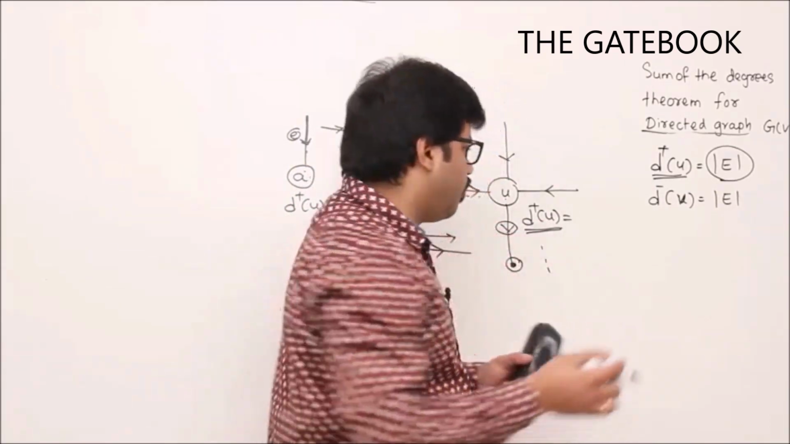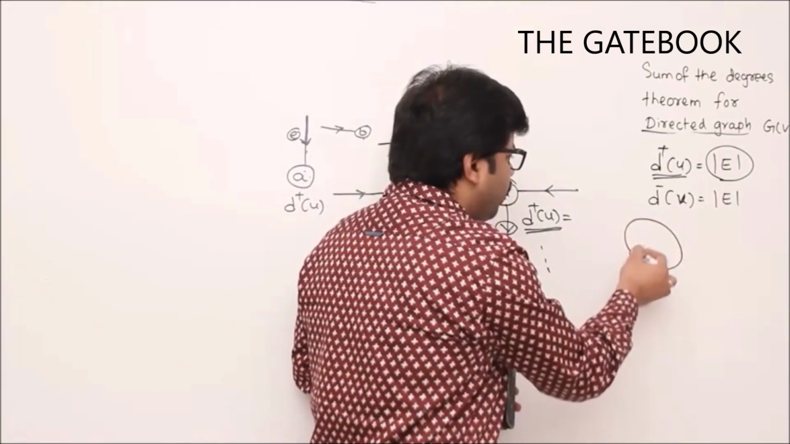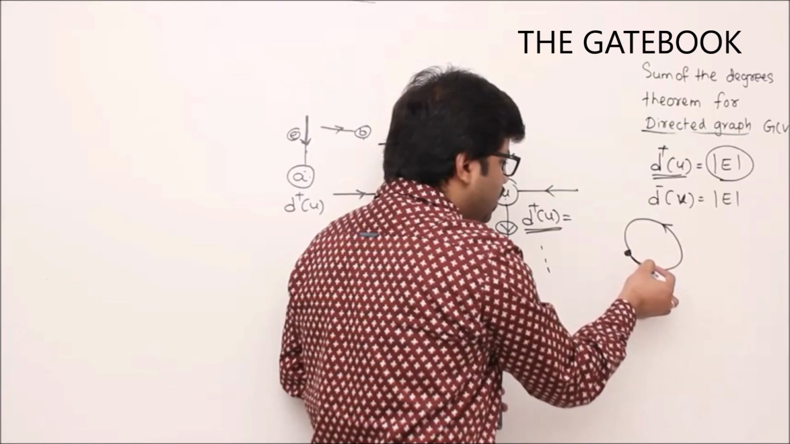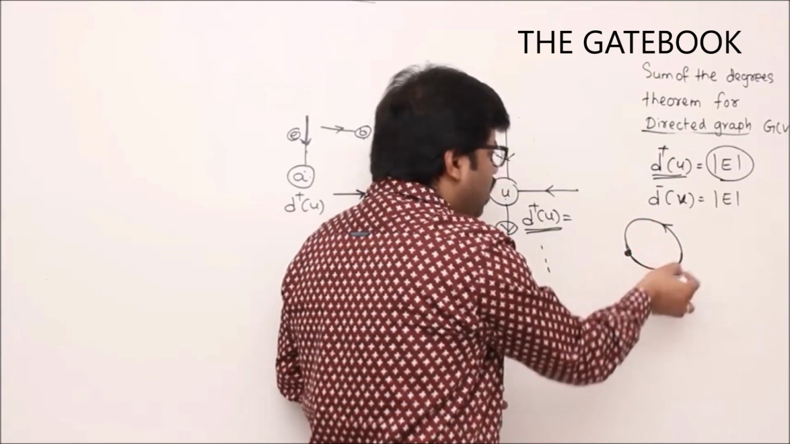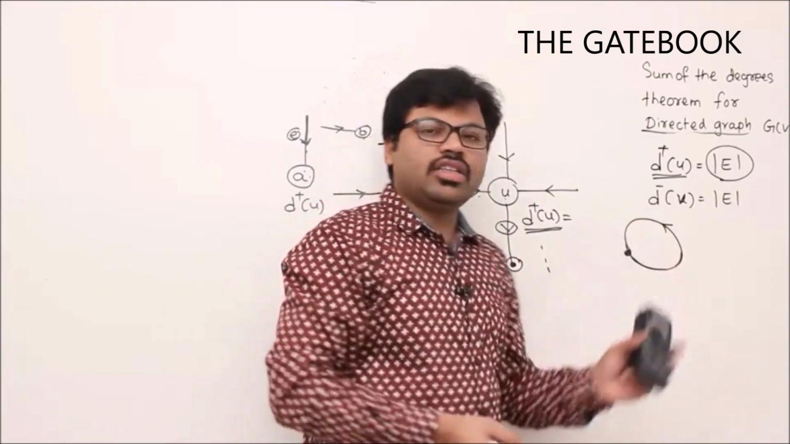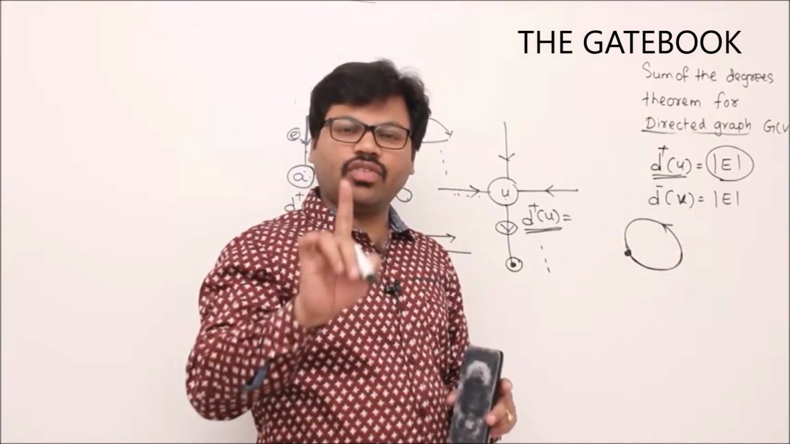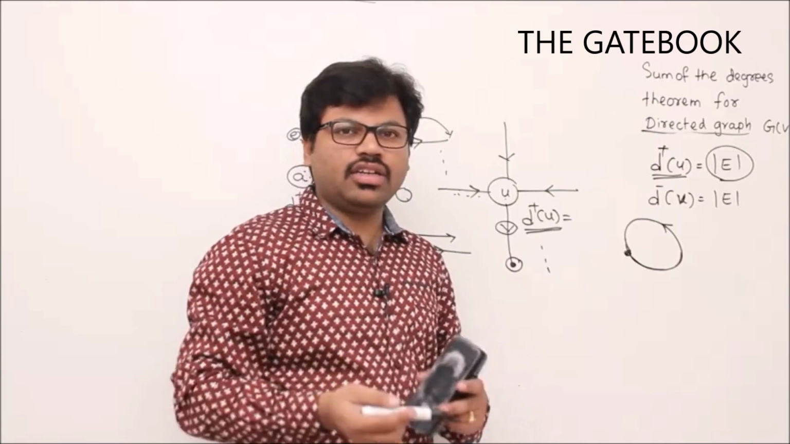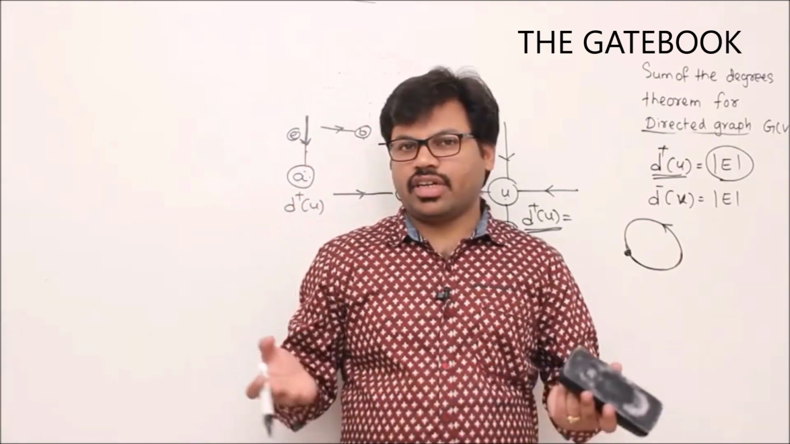Now when it comes to a self loop, we are still right, because this self loop is incoming for one vertex and outgoing for one vertex. That's why this self loop is counted exactly once in in degree and once in out degree. Understand? So that's why every edge is counted exactly once.